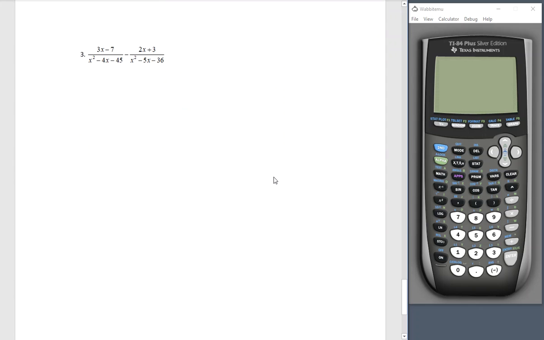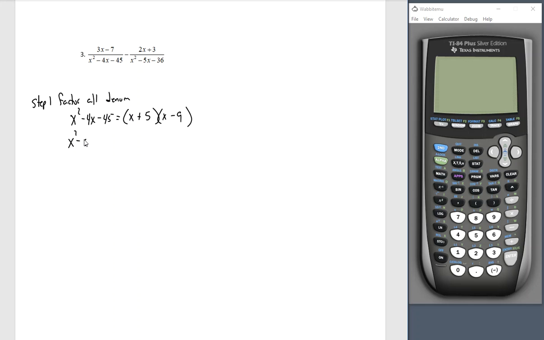This is what Bugs would call the coup de grace here. We got this. First step: factor all denominators. X squared minus 4x minus 45 is x times x. Opposite signs. Multiply to be 45, different by 4. I'm thinking 9 and 5. And since the 4 is negative, the 9 is negative.